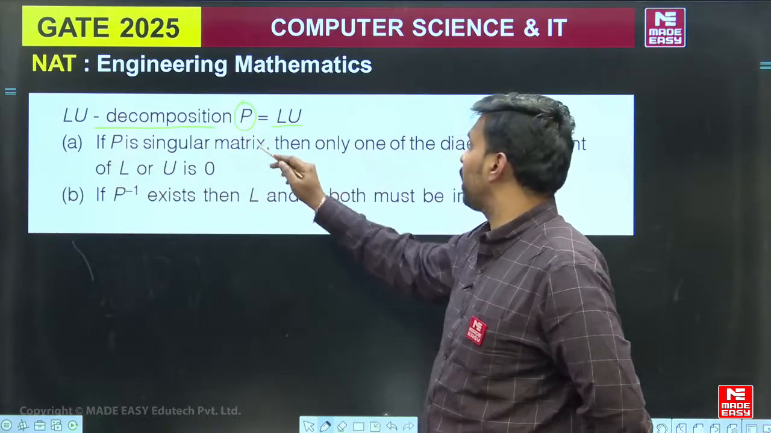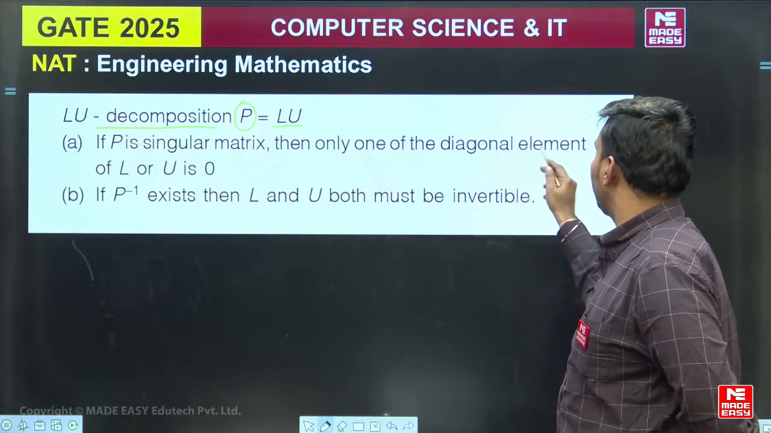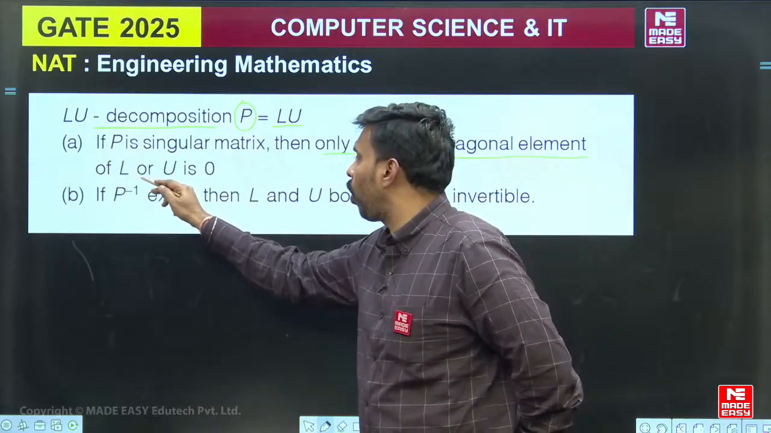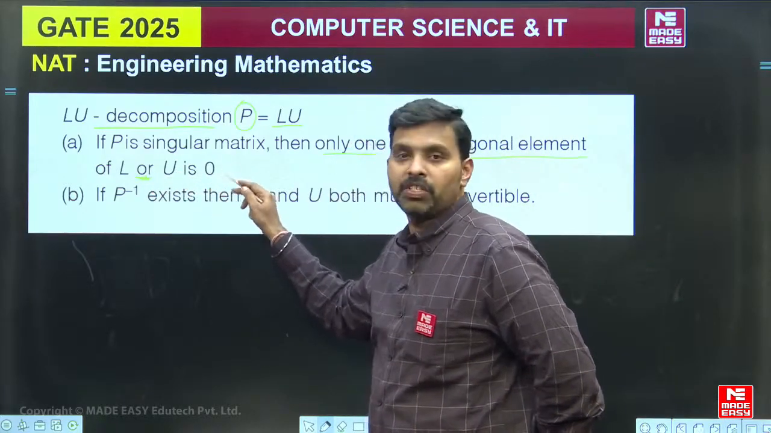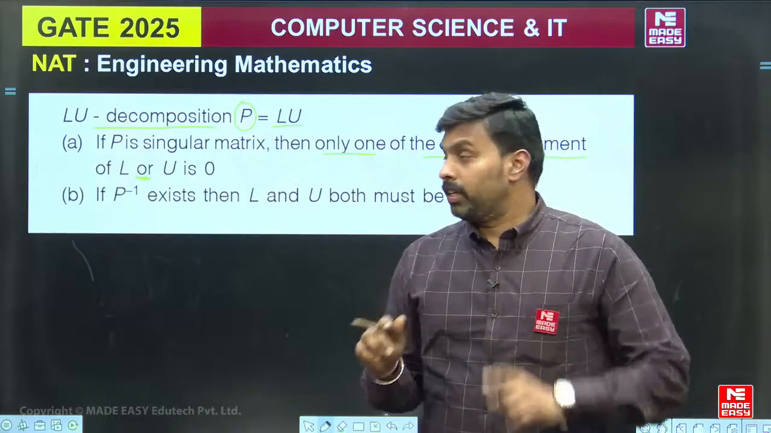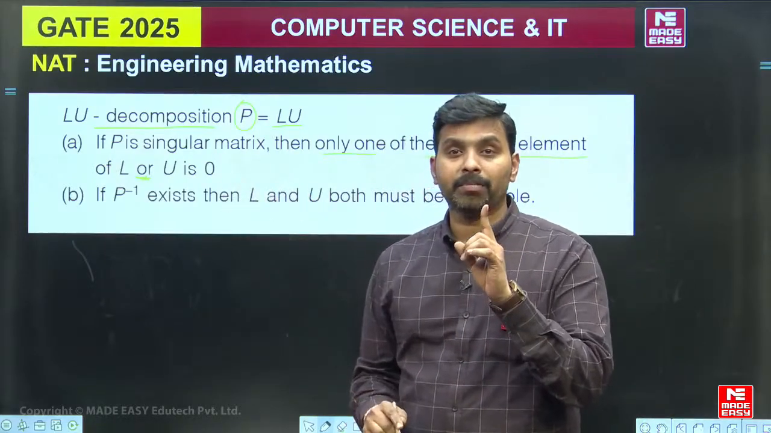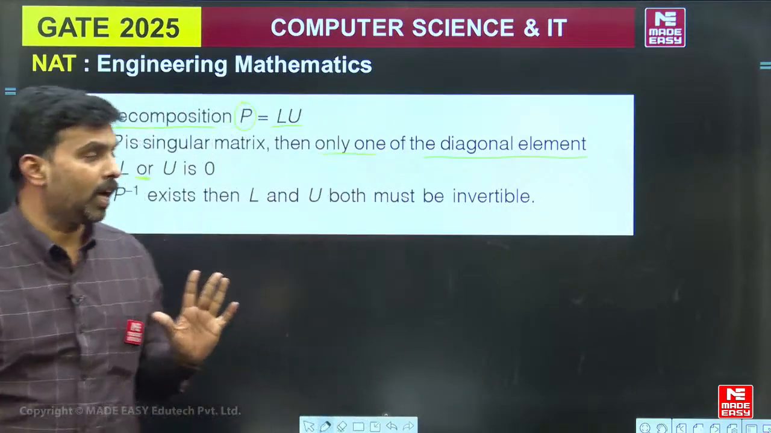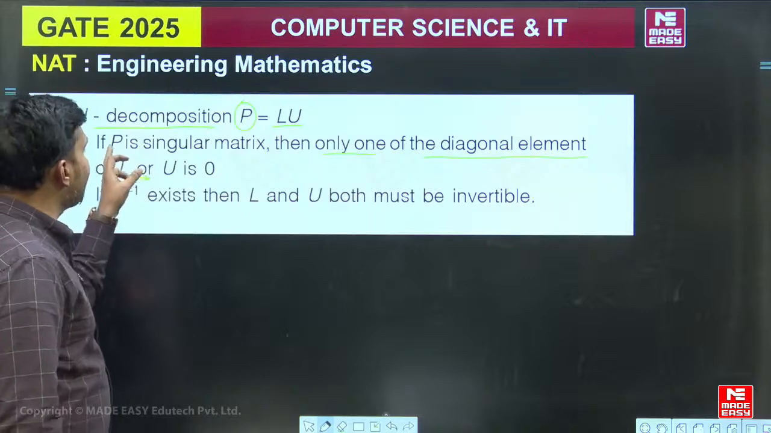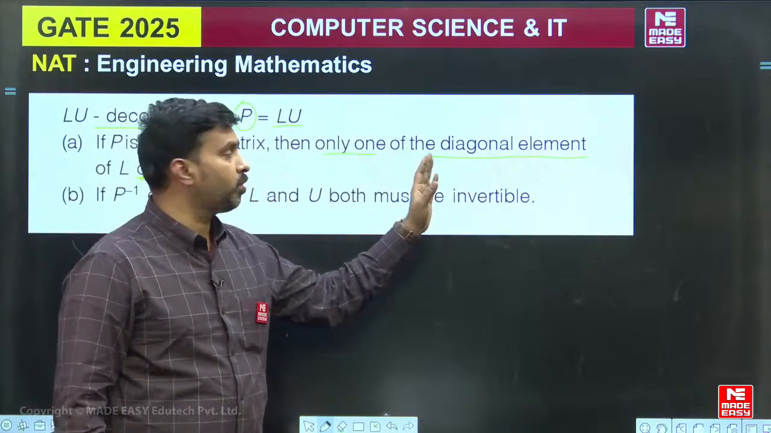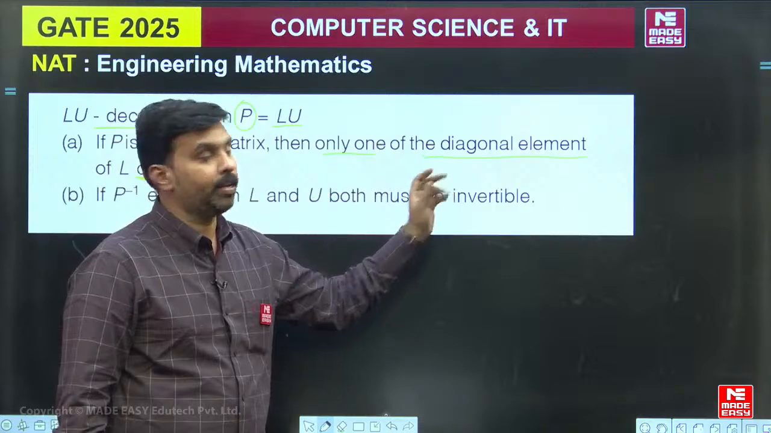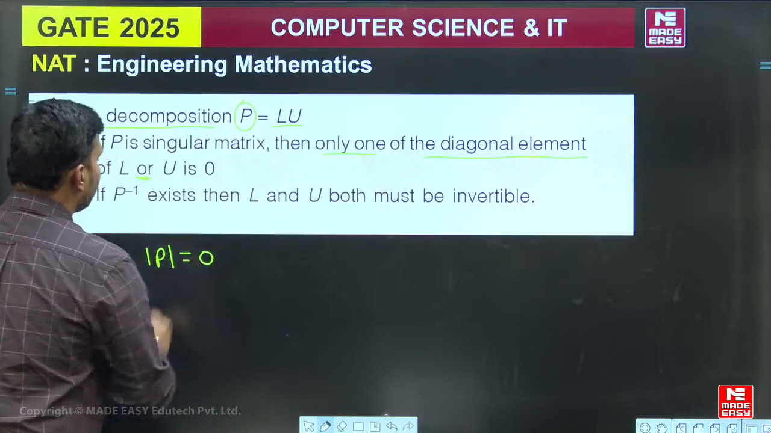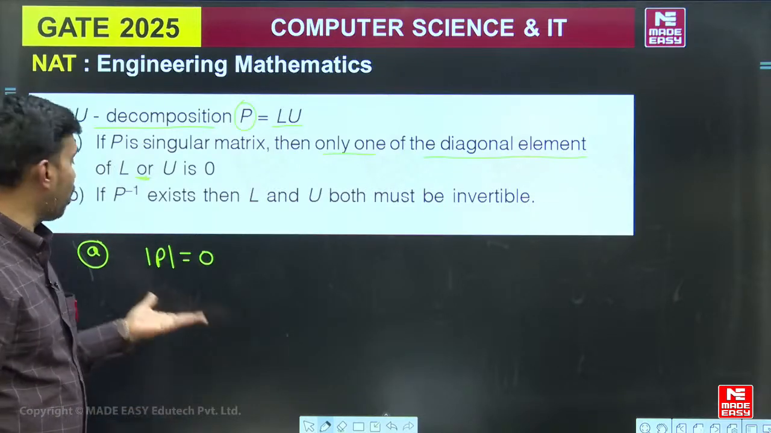So, if P is a singular matrix, then only one of the diagonal elements of L or U is 0. Now dear students, this if-then is a conditional statement, so you have to apply logic, and by applying logic you can also give the answer. So here, if P is a singular matrix then it must happen, so this is a necessary condition. Okay, let us discuss the first option. If mod P is equal to 0, P is a singular matrix means mod P is equal to 0.